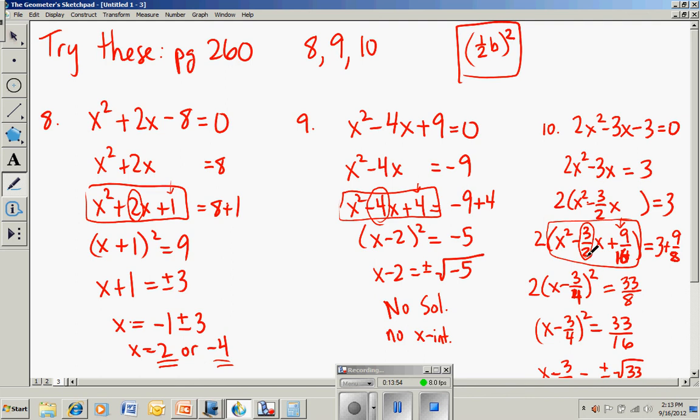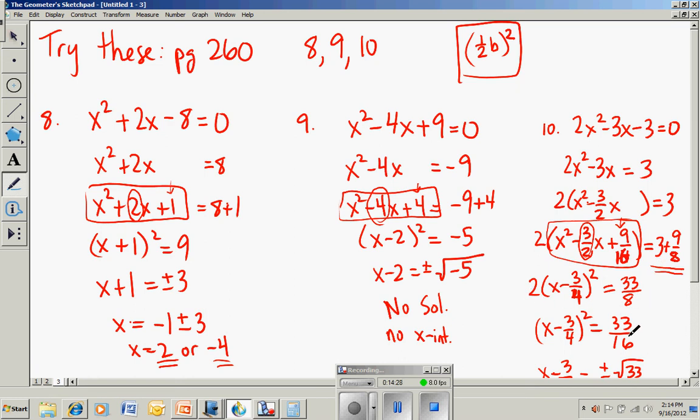So when I write this as a perfect square, what times what gives me 9/16? Well, it's actually 3/4. So this factors into 2 times the quantity x minus 3/4 squared. And the way I got 33 over 8 is 3, if I get a common denominator of 8, is actually 24 over 8, and 24 and 9 is 33. So 33 divided by 8 would be the fractional value of those 2 numbers added together.